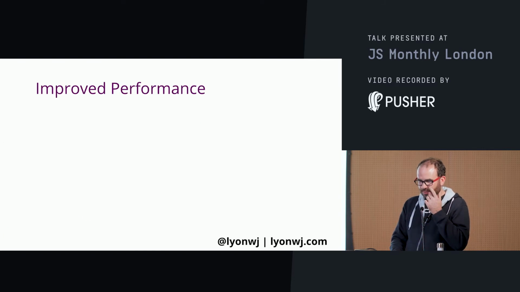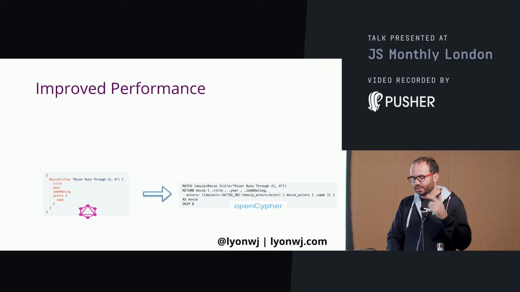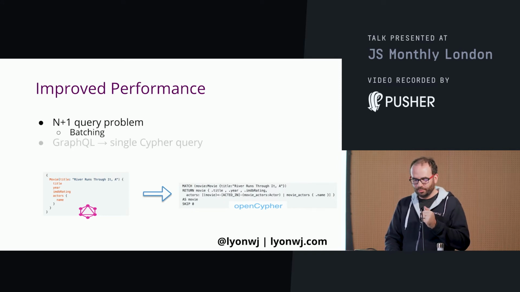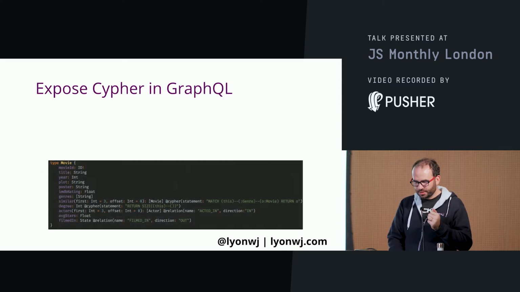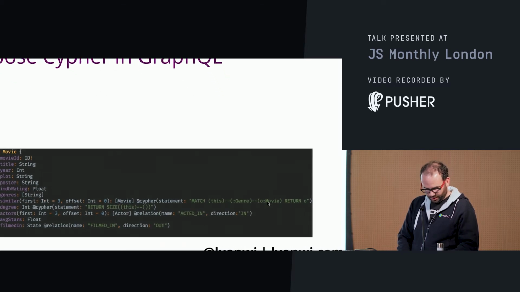What this means is that for any given GraphQL query, there's just a single Cypher query, so a single round trip to the database. And Neo4j has a very smart Cypher execution engine, so those end up being optimized pretty well. And then we can also expose Cypher in GraphQL with a Cypher directive.